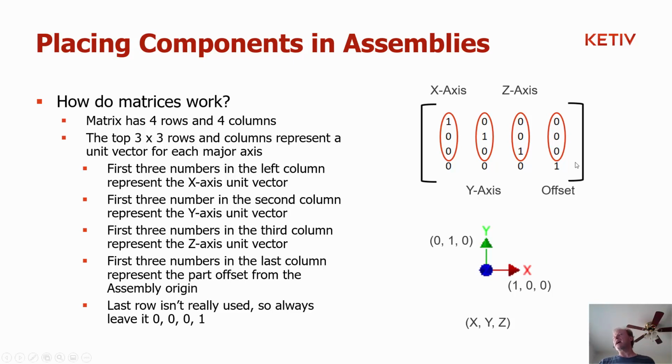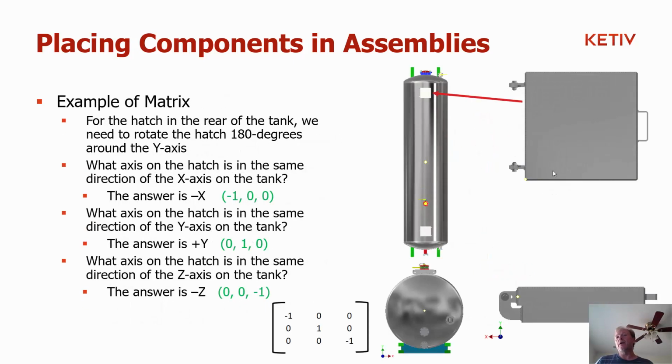Now this last row is always 0, 0, 0, 1. I'm not sure exactly what it means, but you'll be fine. You always leave that 0, 0, 0, 1. So you never are going to have to worry about these last 4 numbers. It's these first 12 numbers that you're going to need to learn to understand how they work, so that if you want to bring parts in using matrices, you can orient them and put them exactly where you want them to be.